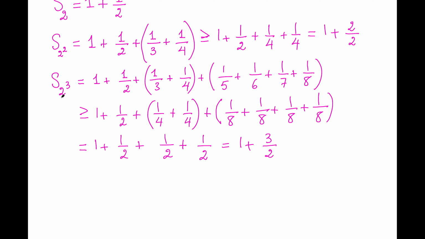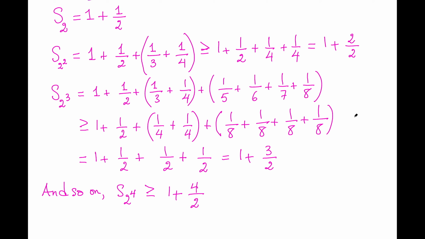He's going to do the same trick for S sub 2 to the power 4, and so on. He's going to find that S sub 2 to the power 4 is greater than or equal to 1 plus 4 divided by 2. You just do the same thing: you add the 9th term and so on all the way to the 16th, and each summand of the last package is bigger than or equal to 1/16, and then you add them up. You're going to have 8 of those, so 8/16 remains a half. So you're going to pick up 4 of the halves, and they add up to this.